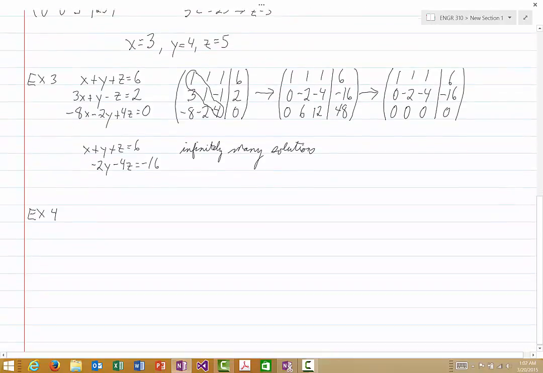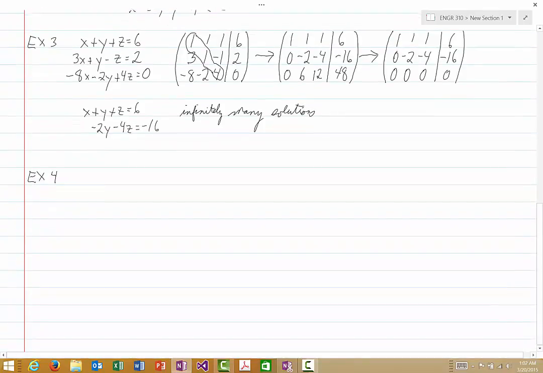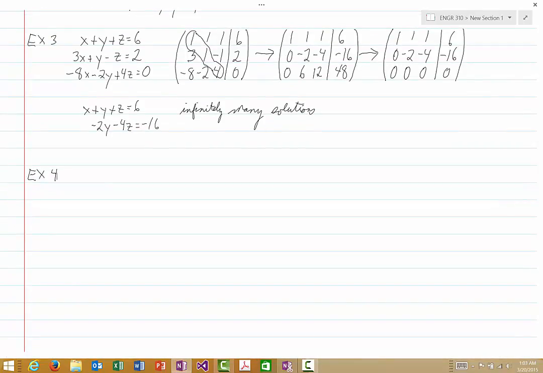And now we'll look at one last case, and I'll write it down for you and then encourage you to stop the video and try to solve it yourselves first, and then we'll look at it all together. So the last case is this: x plus y plus z is equal to 6, x minus 2y plus z is equal to 3, and minus x plus 5y minus z equals 1.